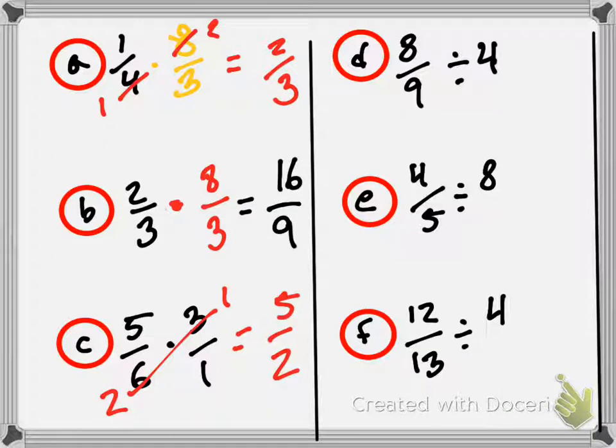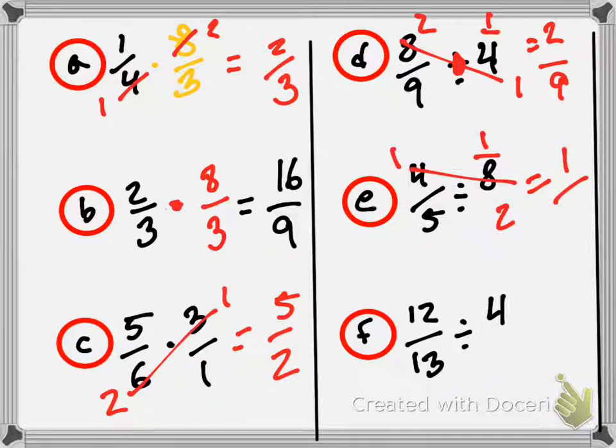Same thing here. We multiply this. It becomes 1 over 4. It becomes 2, 1. We get 2 over 9. Here, same thing. We get 1 over 8. Becomes 2, 1. We get 1 over 10. Same thing here. We cross cancel. We get 3, 1. 3 over 13. Great. That's how we do it. Super duper easy peasy lemon squeezy.